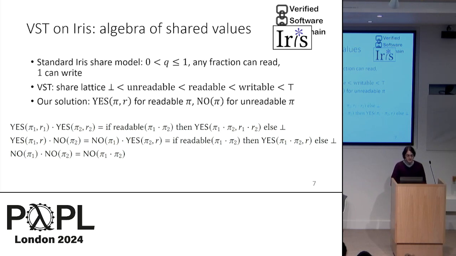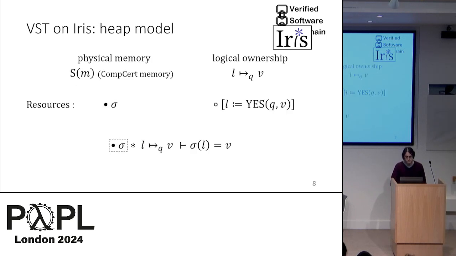So once we've established this algebra, then we can define our points-to connective in terms of it. So when we say L points to V with some share Q, that means we own a fragment of the heap that contains a yes element, assuming that our share Q is actually readable, and then we know what value is in it. And we also define an unreadable points-to assertion that's more or less new to VST that says we have a points-to here, we own a piece of it, but we can't know what value that is.